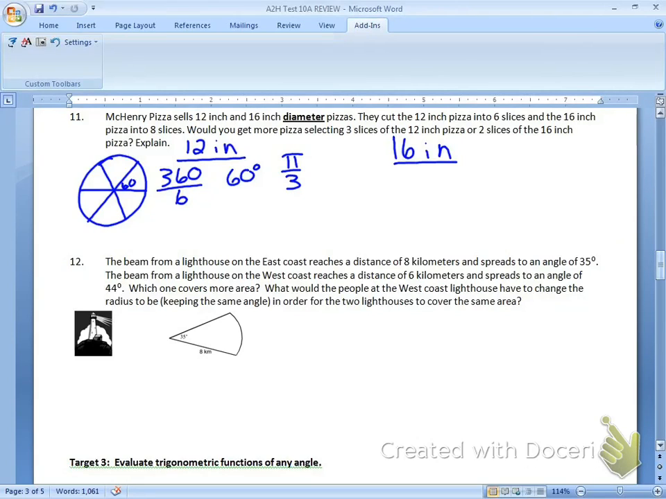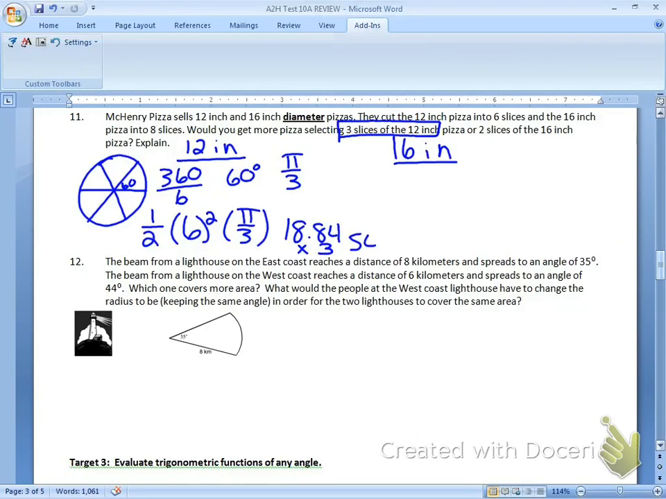Then you're going to plug it into the formula that we just used previously. So we have 1/2. Now be careful here. We want the radius. We are given the diameter, so you need to cut that in half. So 6 squared, and then times pi over 3. You're going to get 18.84 there. But remember, we want 3 slices of the 12-inch pizza. So you're going to multiply that by 3, and you're going to end up with 56.52 inches squared.